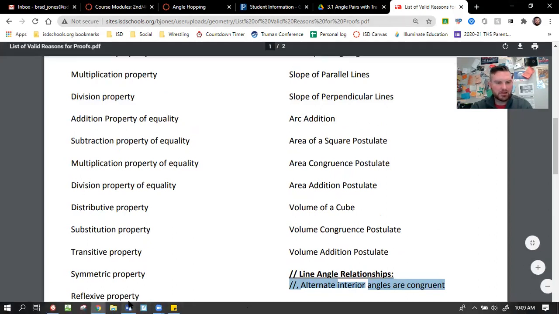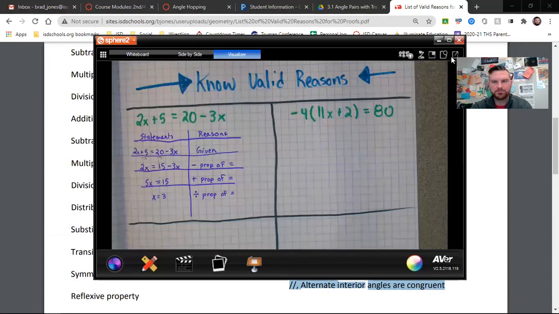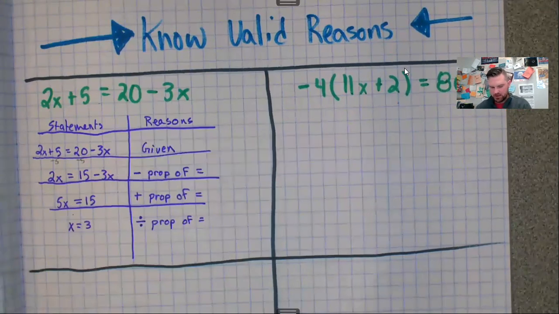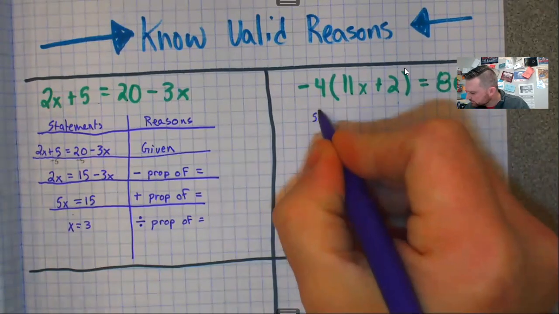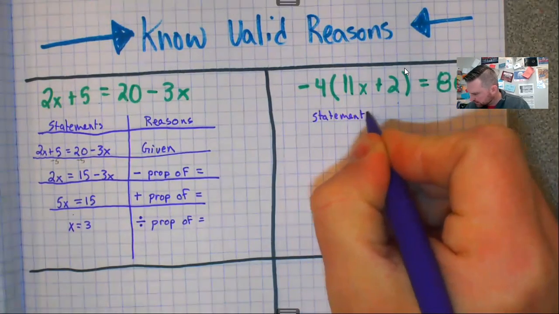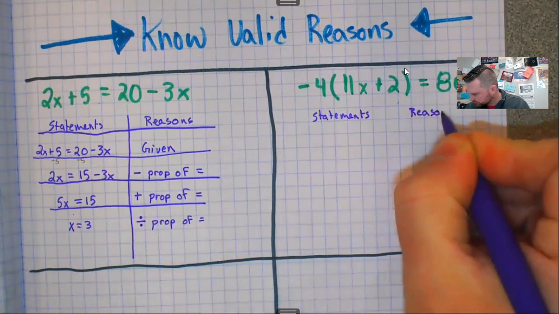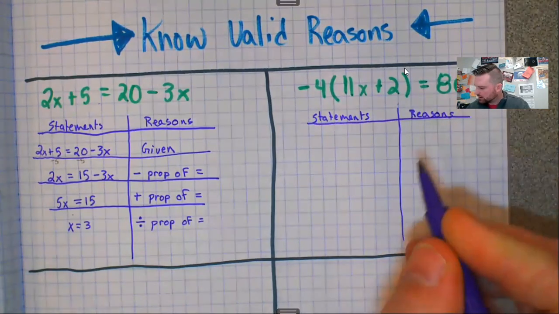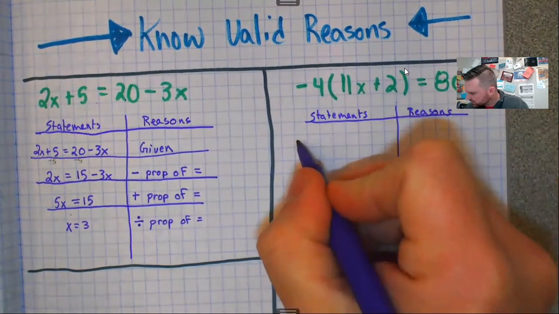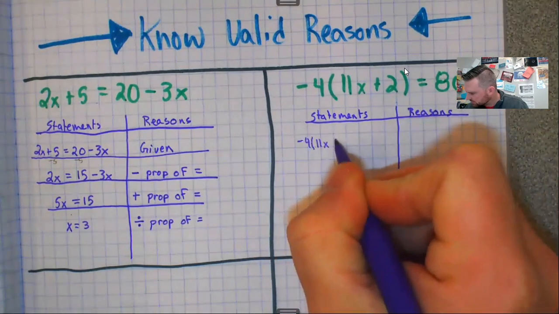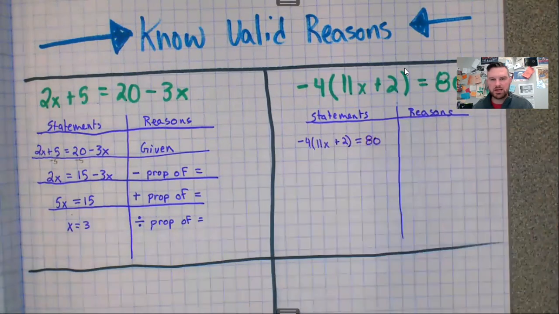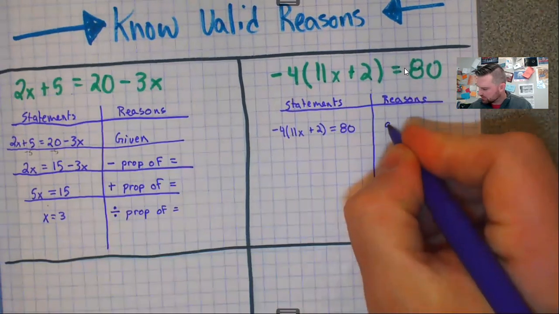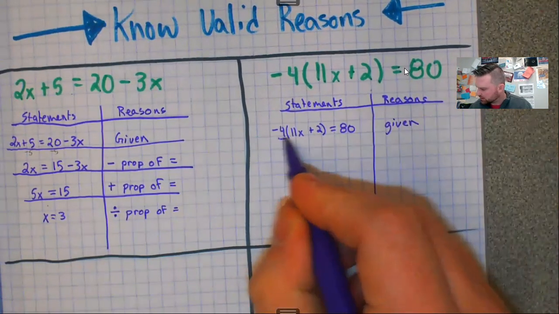All right, going back to our notebook here. Okay, so let's look at this other one here. Again, we have statements and reasons. Okay, our first statement is what they provide us. So -4(11x + 2) = 80. And don't change anything on this one. Okay, when you go from here to here, don't change anything. And that reason is given. Okay, it is provided for us.